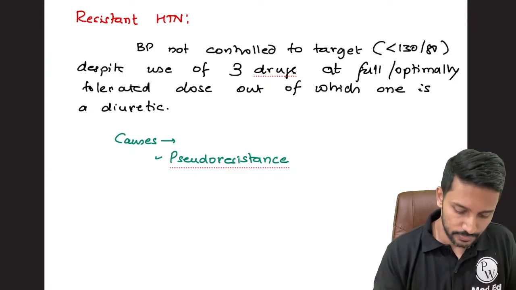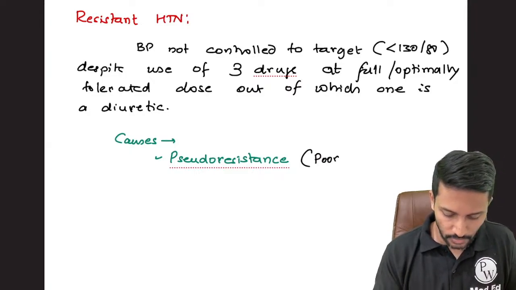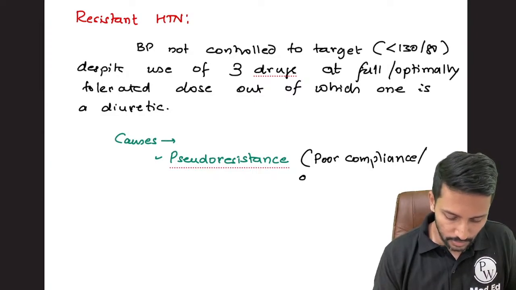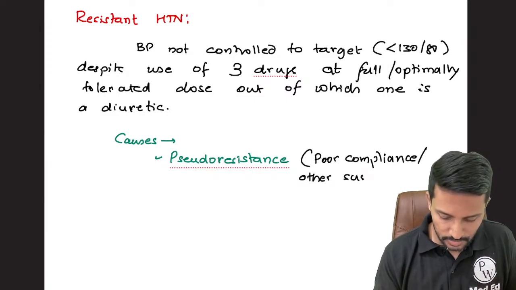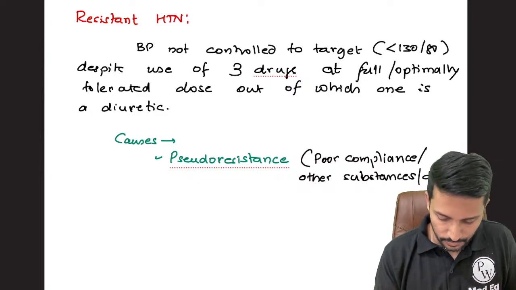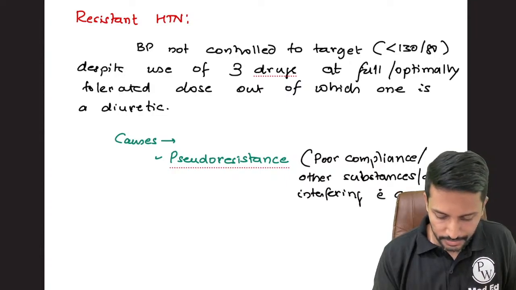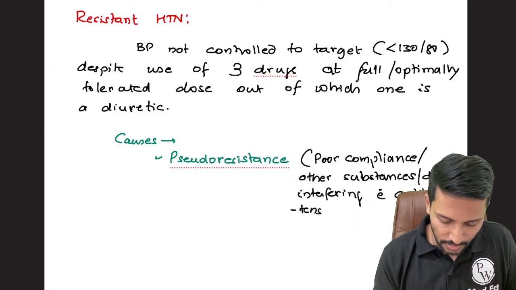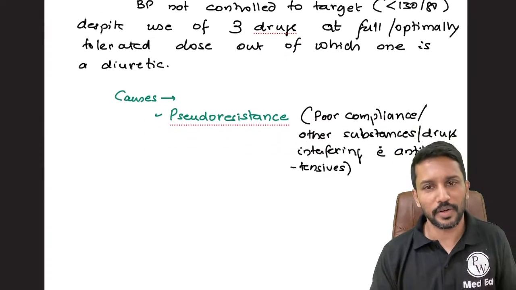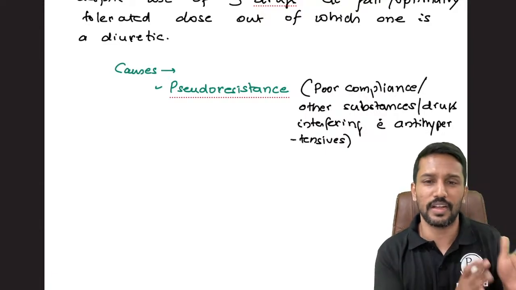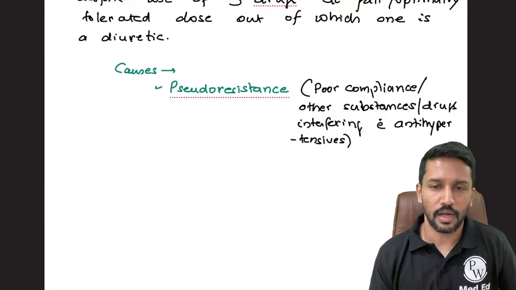So poor compliance to medications, or other substances or drugs interfering with medications, interfering with antihypertensives. For example, if a patient is taking cocaine, no matter what antihypertensives you give, his BP is not going to come under control because cocaine will cause potent vasoconstriction. His BP is bound to be high.